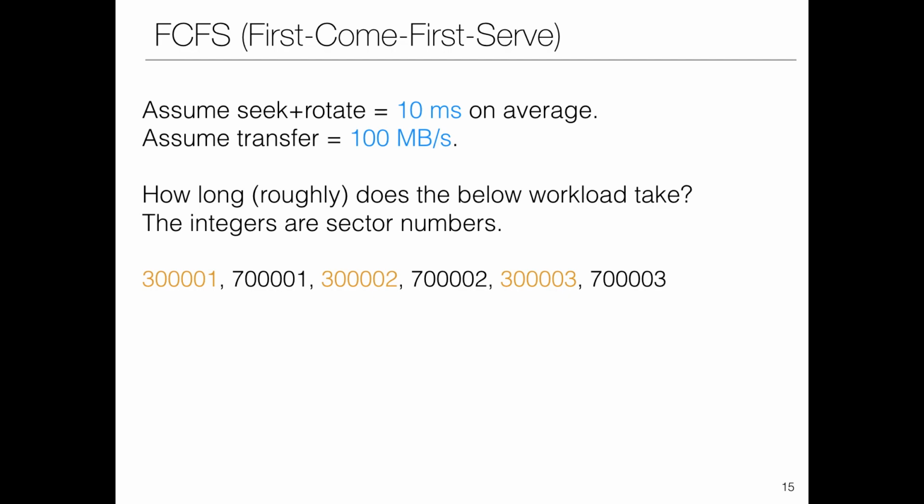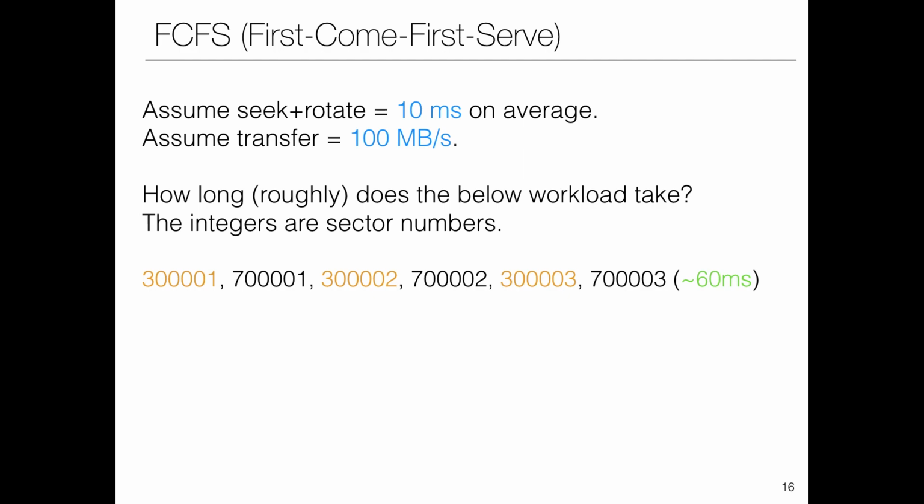So let's assume that the seek plus rotate is taking 10 milliseconds and transfer is 100 megabytes per second, which is an order of magnitude quicker than the seek plus rotate time for smallish requests. So let's say these are the sector numbers that we want to read. This is the order in which they are requested. So 3 lakh 1, 7 lakh 1, and so on. What is the approximate time taken to read these 6 sectors? Yeah, 60 milliseconds, given that transfer is an order of magnitude quicker than seeking and rotating.